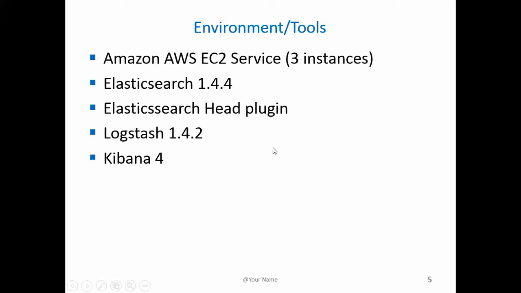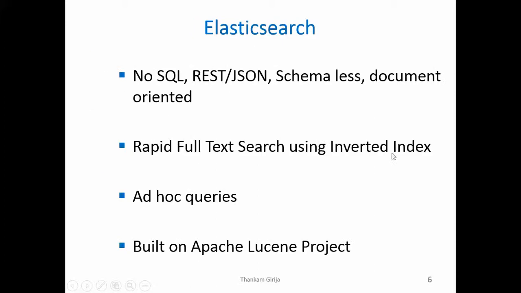Next is an overview of the environment and tools that I have been using for this project. I have used Amazon AWS EC2 service for creating 3 instances from a Linux AMI. And I use one instance for Elasticsearch, one for Logstash, and one for Kibana. I'm also using a plugin for Elasticsearch, which is known as Head plugin. So we'll look at it in a minute.